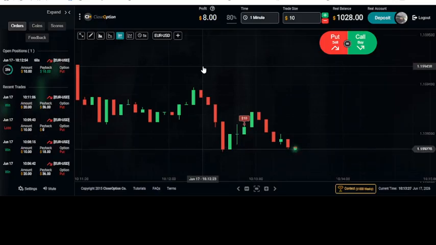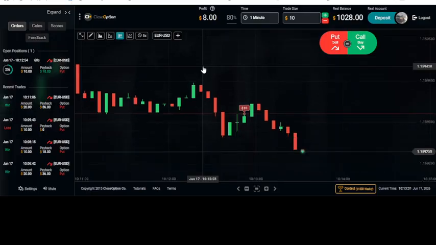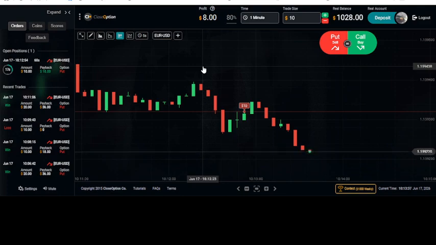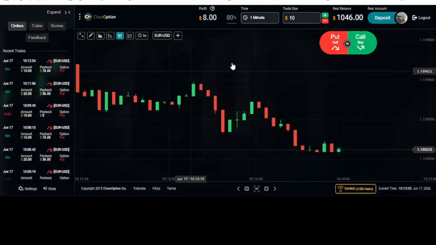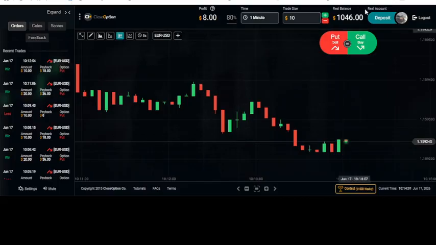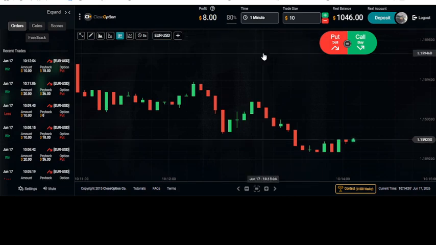I have about 30 seconds left in the trade. Okay, couple seconds. Great. So we won that trade. So we're able to grow our balance to $1,046. So I'm going to end the trading session right now.